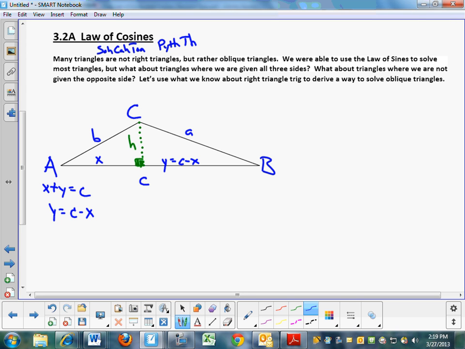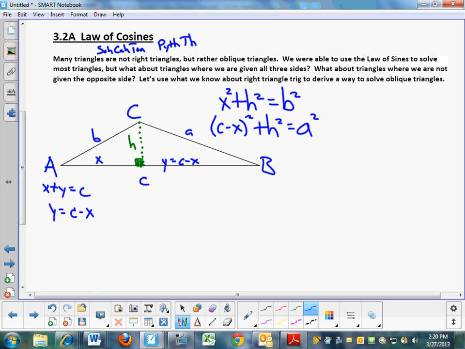All right. In hopes to say something interesting about the rest of our triangle, I'm going to try to relate these together, okay? So you can see that one triangle has an H and an X, another triangle has an H and an X. Let's use the Pythagorean Theorem to write two expressions. Namely, one would be X squared plus H squared is equal to B squared. Let's grab the other one. We would have (C minus X) squared plus H squared is equal to A squared.